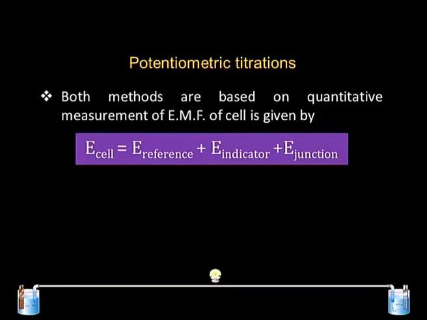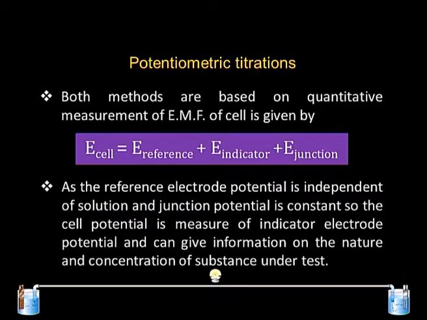Both methods are based on quantitative measurements of EMF of the cell, which is given by E cell is equal to E reference plus E indicator plus E junction. As the reference electrode potential is independent of solution and junction potential is constant, the cell potential is a measure of indicator electrode potential and can give information on the nature and concentration of the substance under test.